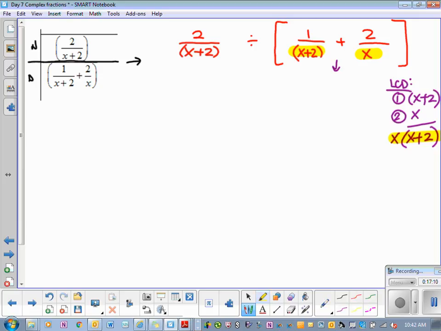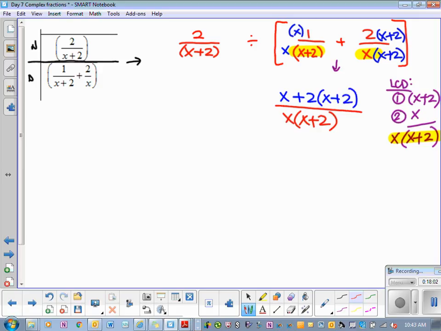What do I need for the first one to look like the LCD? x. So I'm going to multiply by x on the bottom and on the top. What does the other one need? x plus 2. Whenever you multiply on the bottom, you've got to multiply on the top. I'm going to write it as one fraction: x times x plus 2 on the bottom, and on top 1 times x, which is just x, plus 2 times x plus 2. Then distribute.